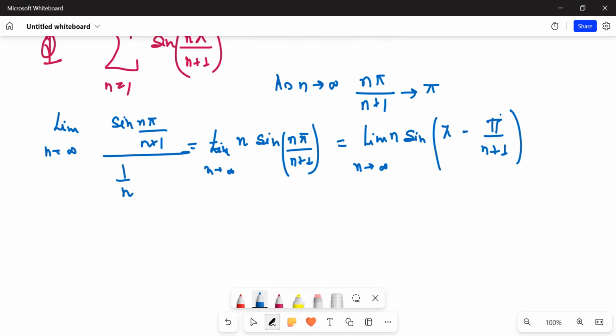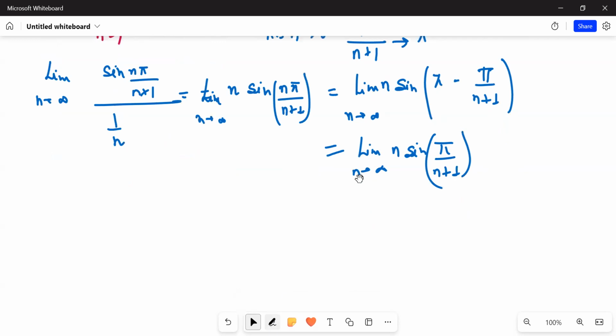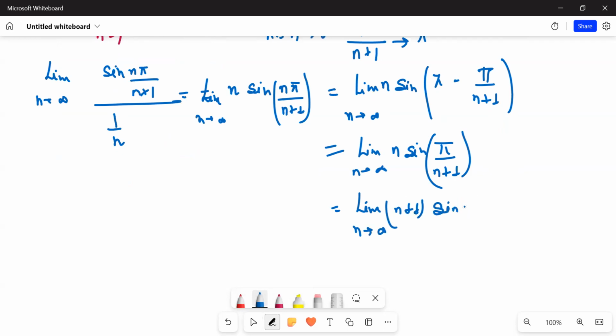And I know that as n tends to infinity, this is a very infinitesimal small quantity. Pi minus theta is sine theta. So this is sine of pi upon n plus 1. And I know that whether I write n or whether I write n plus 1, this is one and the same thing, because as n tends to infinity, n plus 1 also would go to infinity. So instead of n, I will supply n plus 1 here, and this is sine pi upon n plus 1.